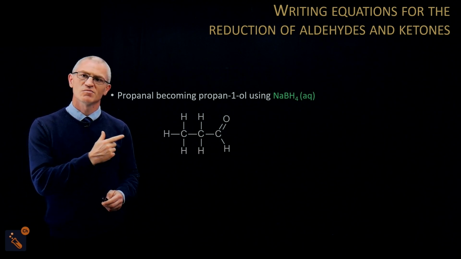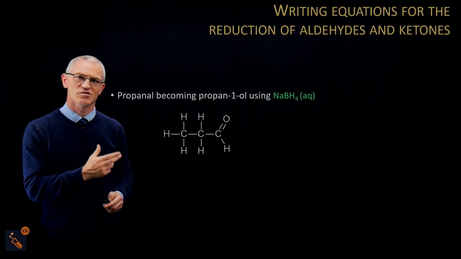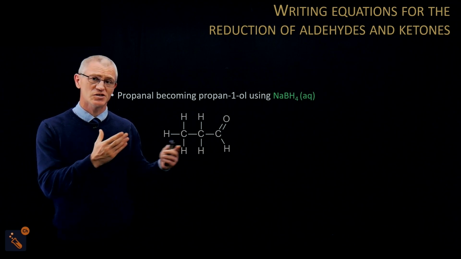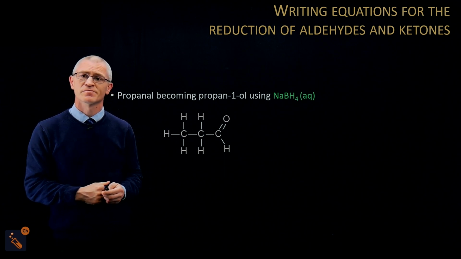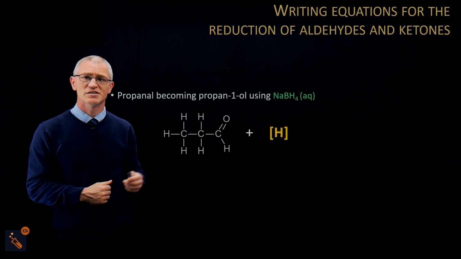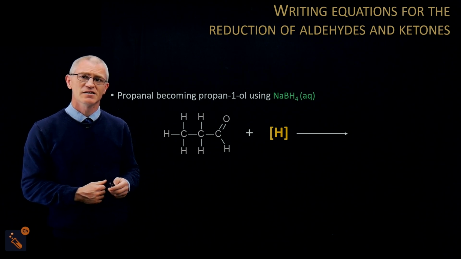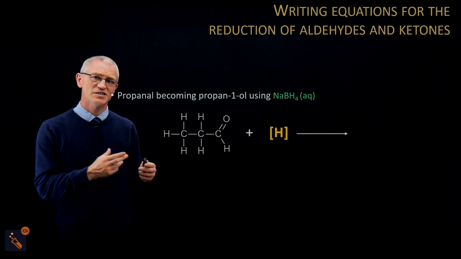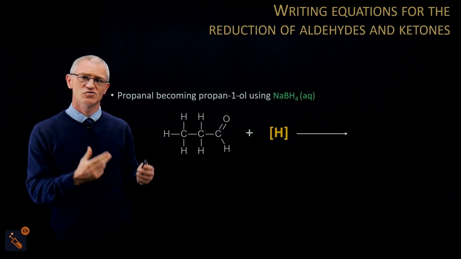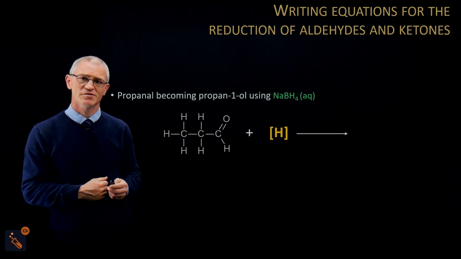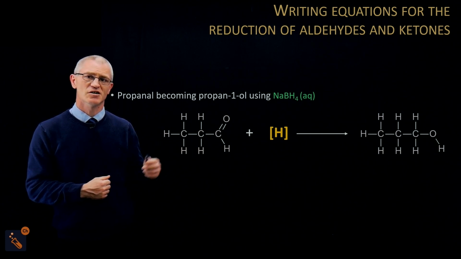The propanal becomes propan-1-ol using sodium tetrahydridoborate, aqueous. Okay, so if you're asked to do the conditions, you must put NaBH4 aqueous. And that reducing agent can be represented as an [H]. All you have to do is look at the difference between the product and the reactant. So if I draw the product, I know it's going to become a primary alcohol. So the primary alcohol has 3 carbons as well.